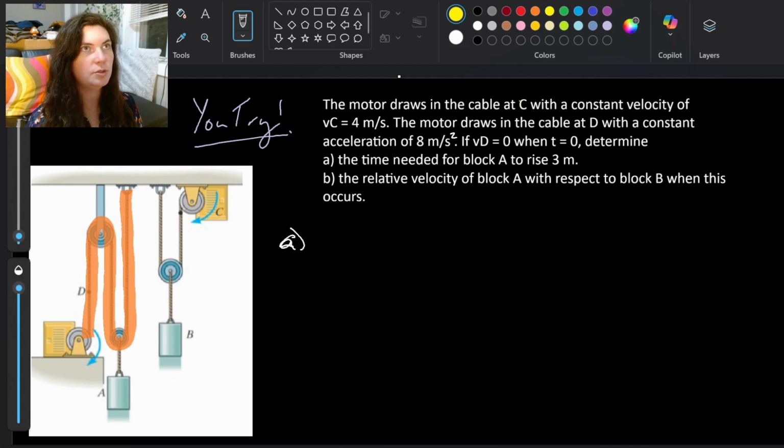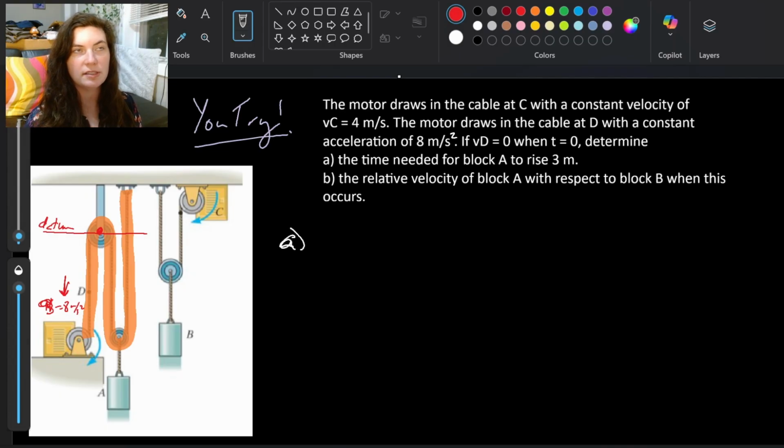Right, so a good one to use for us might be going through D. We've got a fixed point at the center of D. We can make this a datum where we have the velocity of D coming downwards. Okay, so VD, they give that to us. Motor draws in the cable at D with constant acceleration. Oh, they didn't give us VD. They actually gave us AD. AD is 8 meters per second squared.